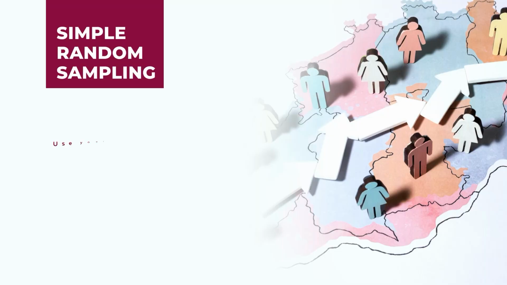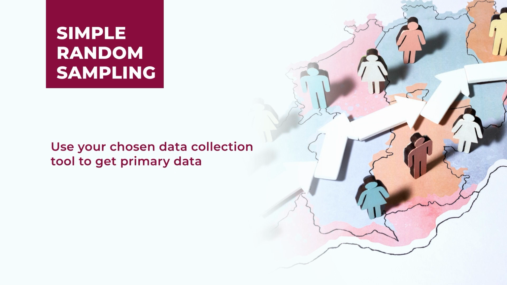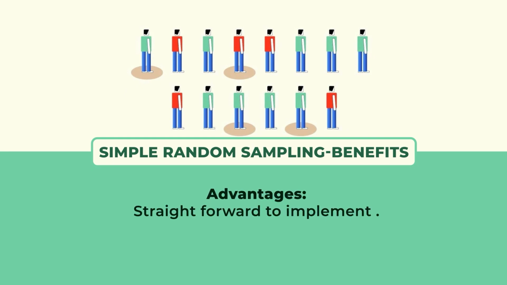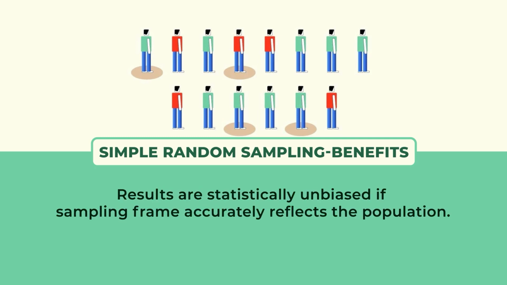And once you've selected the sample, you use your chosen data collection method to get the primary data. He could use a questionnaire, a Google Form, or SurveyMonkey to get the answers he's seeking for his research question. Advantages of simple random sampling are many. One, it is a very straightforward method to implement. The results are always statistically unbiased if the sampling frame accurately reflects the population.